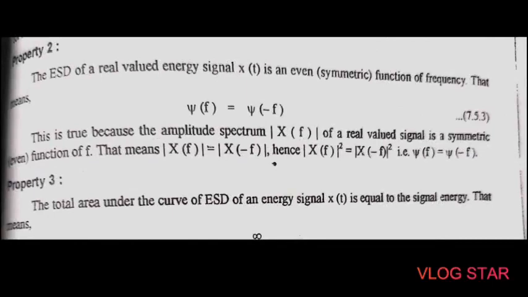Here the ESD of a real valued energy signal x of t is an even function of frequency. That means psi of f is equal to psi of minus f. Okay, it means what here? Here it should be the even function, and we know that the expression of an even function is what? x of t is equal to x of minus t. Okay, if this is satisfied, then we can say this is an even function. Okay, and instead, if your signal comes as x of t is equal to minus of x of minus t, then we can say it is an odd function.